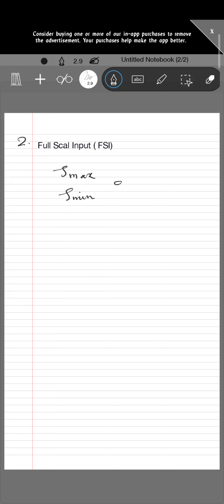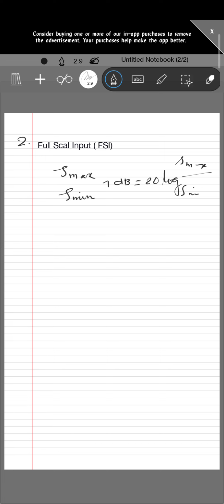Then the ratio in decibels is equal to 20 log S max by S min. This is the full scale input.